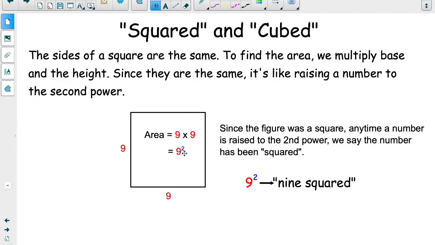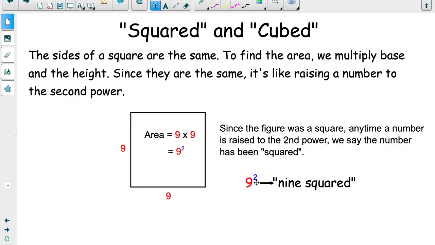We have a square here, and we know a square, all the sides are the same. So I've got a 9 by 9 square. If I want to know the area of that square, then it means take the two dimensions, 9 and 9, and multiply them together. And 9 times 9 can be rewritten as 9 to the second power. And of course, since it creates a square, we then say it is 9 squared. All right, that's where that comes from.